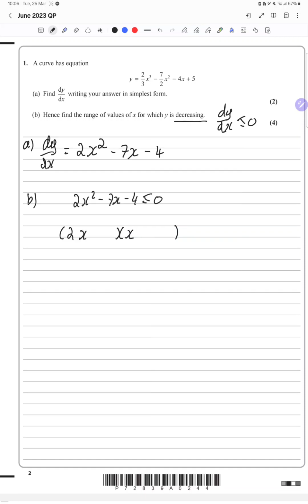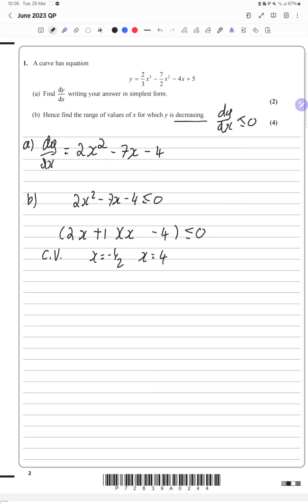So we've got 2x and x. If I go with a minus 4 there and a plus 1 there, that'll work. So I've got my critical values, which would be the solutions. So x is minus a half from that first bracket, and x is 4 from the second.